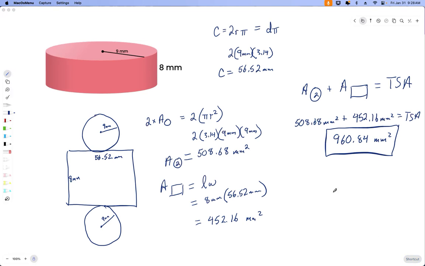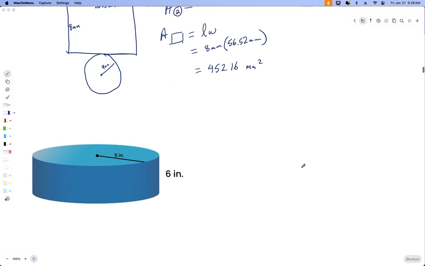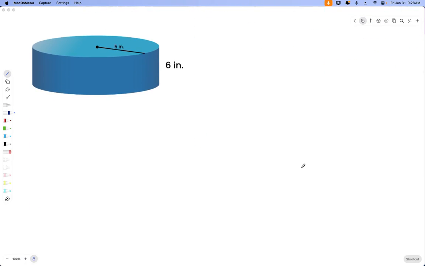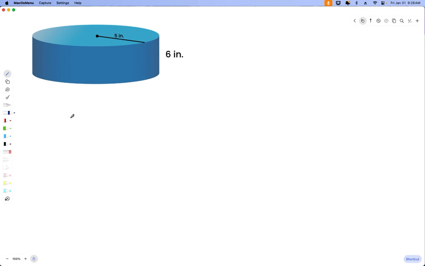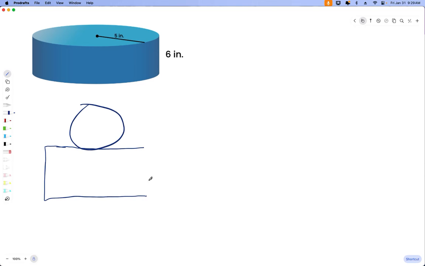All right, let's look at the last cylinder. Again, same exact process. We have a top circle. We have the sides that are wrapped around the circle. And we have a bottom circle. Okay. Our circle has a radius of 5 inches. And the sides are 6 inches tall.